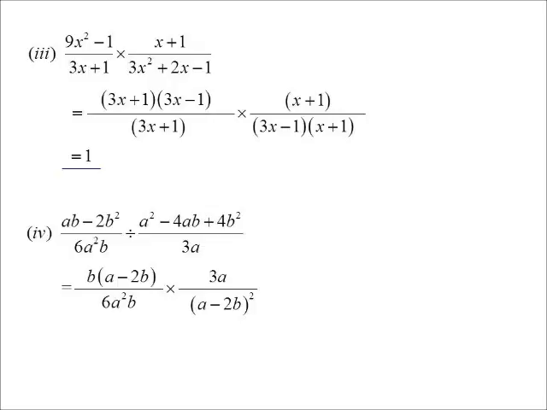Then this one's not as easy as just guessing this time. Pretty safe bet a minus 2b is probably going to be one. But if we look at this, actually it's a perfect square. So it's a minus 2b all squared. Okay, so the 3 will cancel with the 6, a with the a squared, ab with ab, and the a minus 2b with one of the a minus 2b's. And there we go, 1 over 2a(a minus 2b).